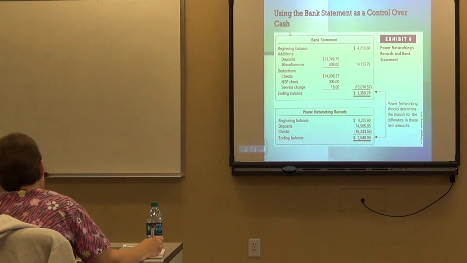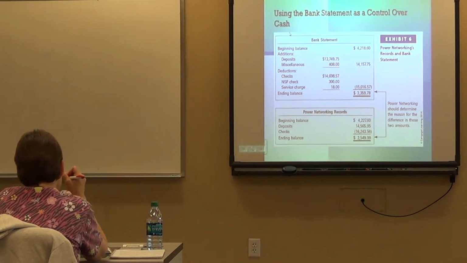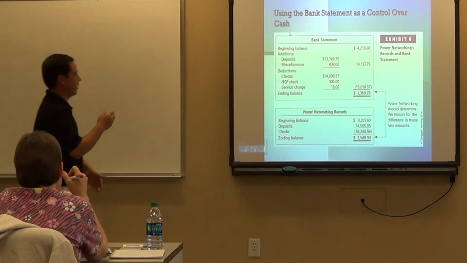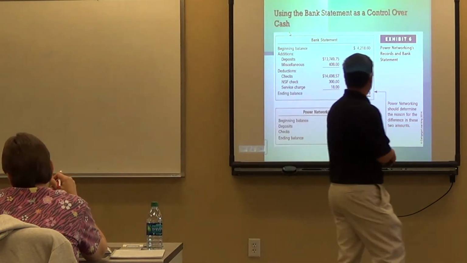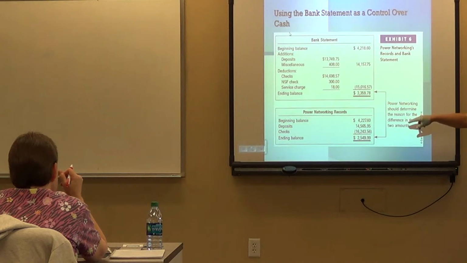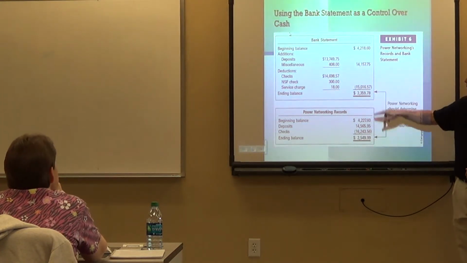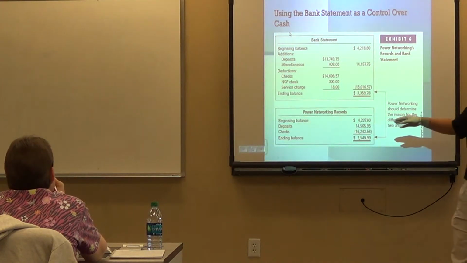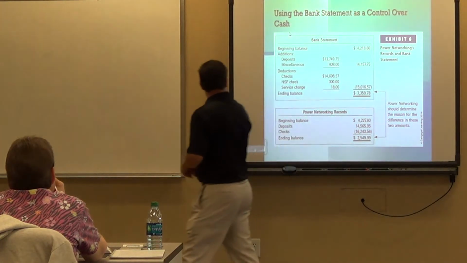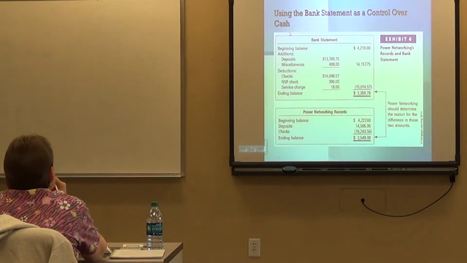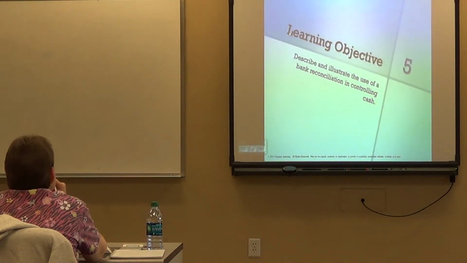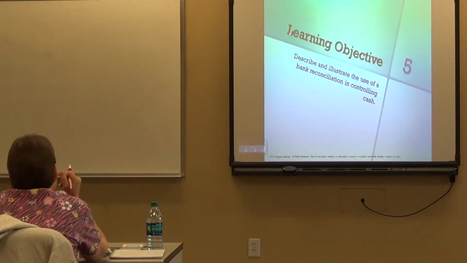All right, so using the bank statement as a control over cash, basically making sure everything balances out. So as you can see here, figure out why the differences are different here. And so that's some of the things that we'll look at and figure out what's going on, why it's not the same. And that's because, like I mentioned before, something is happening in the transactions that have not processed. So those are some of the things you look at.